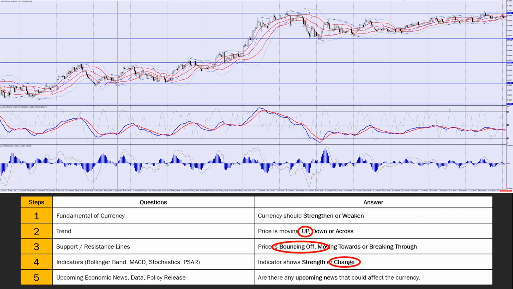You can see that it is strengthening. Currency should be strengthening. Price is still moving up. Price is still bouncing off the support level. Indicators are showing change. It's still inside the Bollinger Band. And this is where you could again be looking to do your trade entry here, your stop loss below, your take profit here. So again, you've got another trade within that same week.